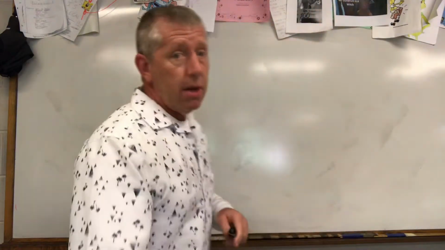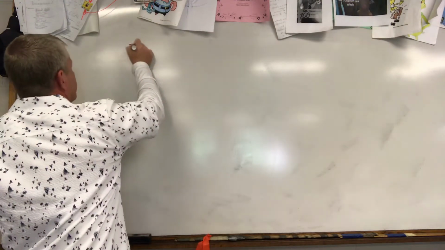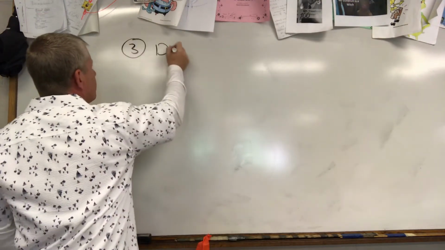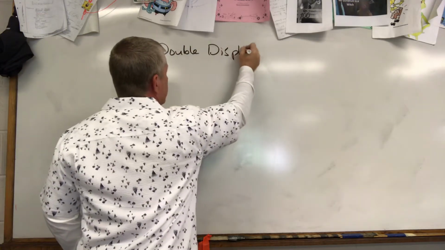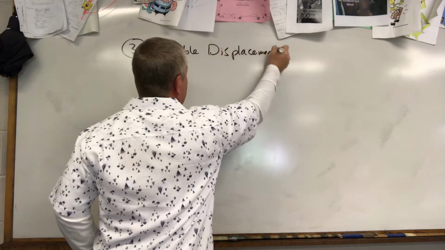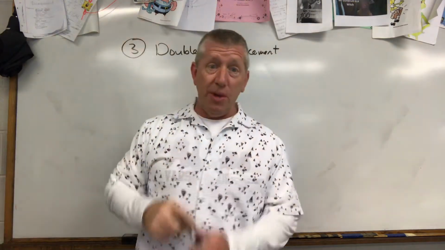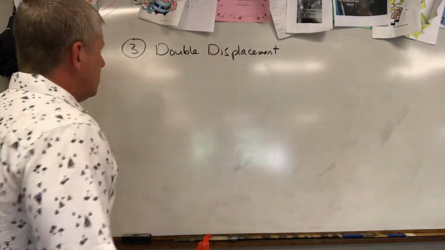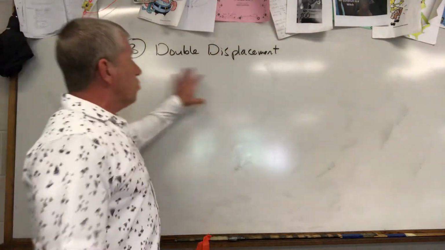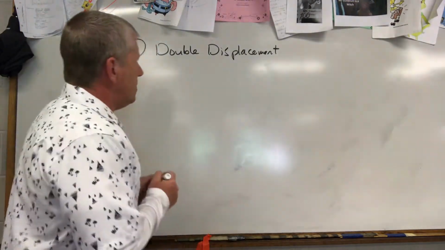Type of reaction number 3. You with me? Number 3. Okay, here we go. Double displacement. Displacement is also French for displacement. Sometimes it's called double replacement. You might say it's double replacement. It's the same thing. All right, so what happens here?